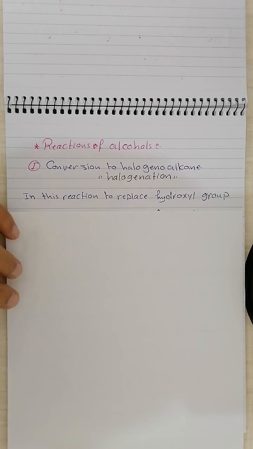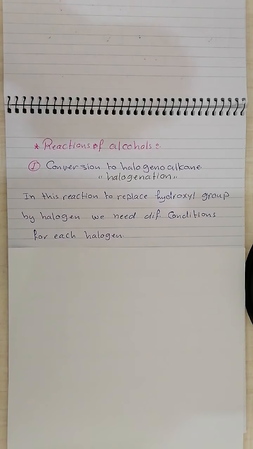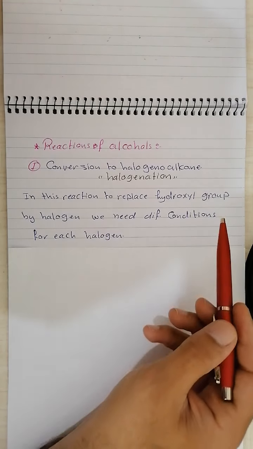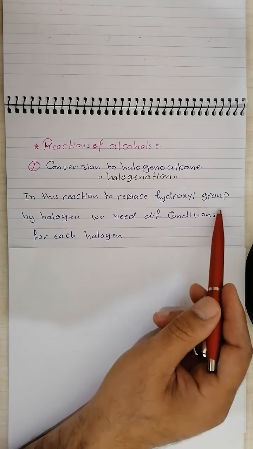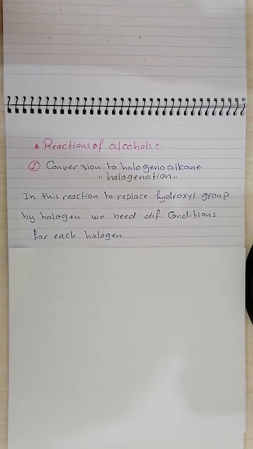Now, this reaction is called halogenation. This reaction is used to replace the hydroxyl group by a halogen, and we need different conditions for each halogen. So the reaction condition depends on the halogen. There are no constant conditions for the reaction. If we talk about chloride, bromide, or iodide, each one has different conditions.